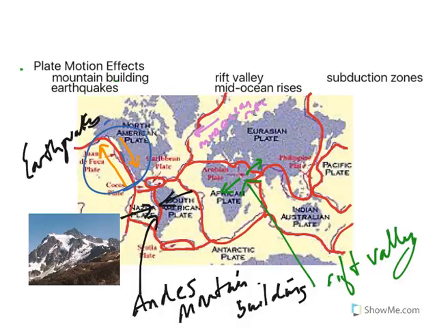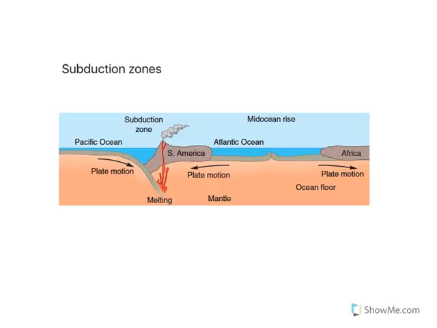Another plate motion effect is the generation of subduction zones. Let's look at these. A subduction zone is a deep trench where one plate slides under another. As shown here, we have one plate sliding down under another plate.